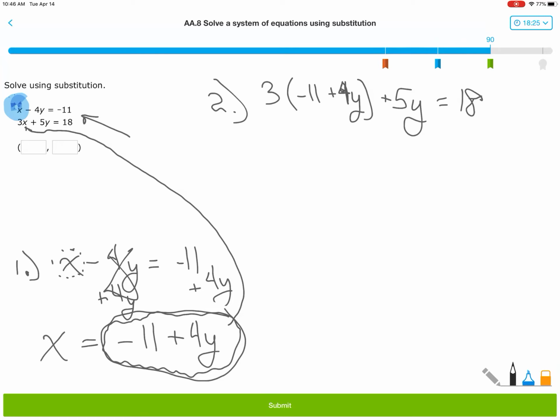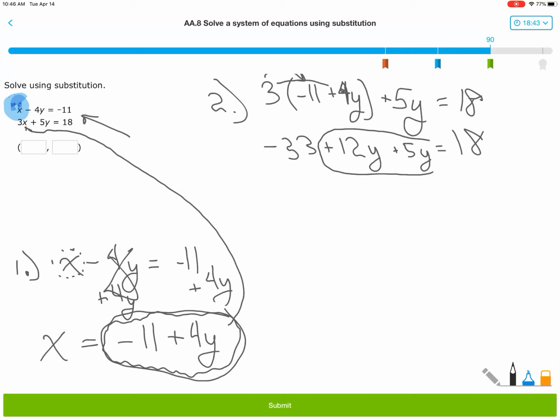Now I got to do distributive property. 3 times negative 11 is negative 33. 3 times 4y, well 3 times 4 is 12. So that's a 12y and it's positive. And I still have this plus 5y out there. Now I'm going to do two things here. I got to solve for y. Well, I'm going to put those two together, and I'm also going to move this 33 to the other side. It's a negative 33, so I'm going to add 33.